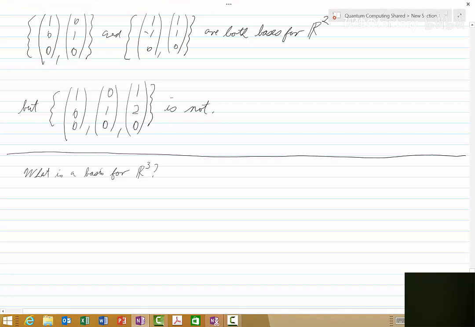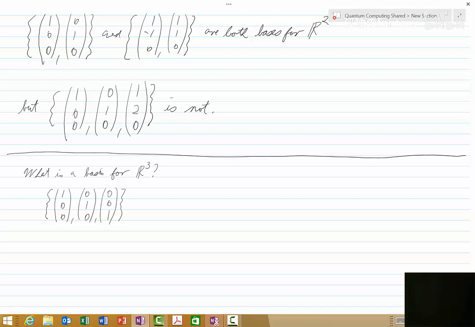Can you give me a very simple one? If not, stop the video for a moment and think about it. But I think if you'll give this a moment's thought, you'll realize that one particularly easy choice is 1, 0, 0, 0, 1, 0, 0, 0, 1. Any vector in R3 can be expressed in terms of those three.